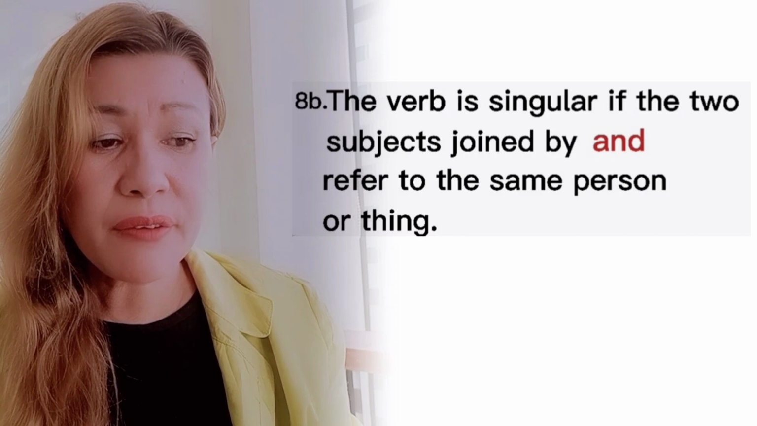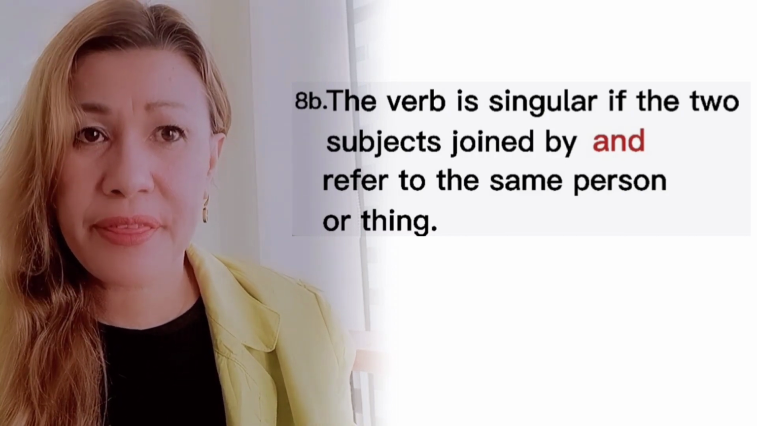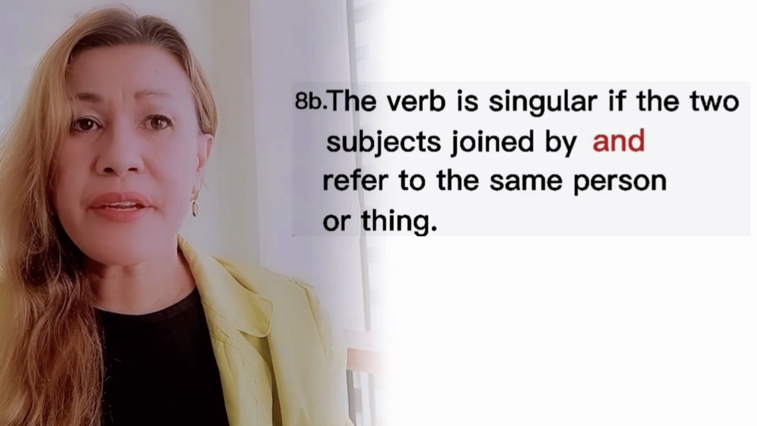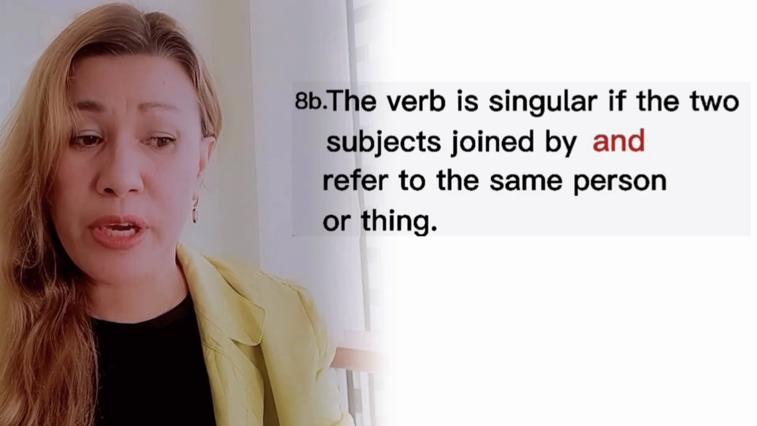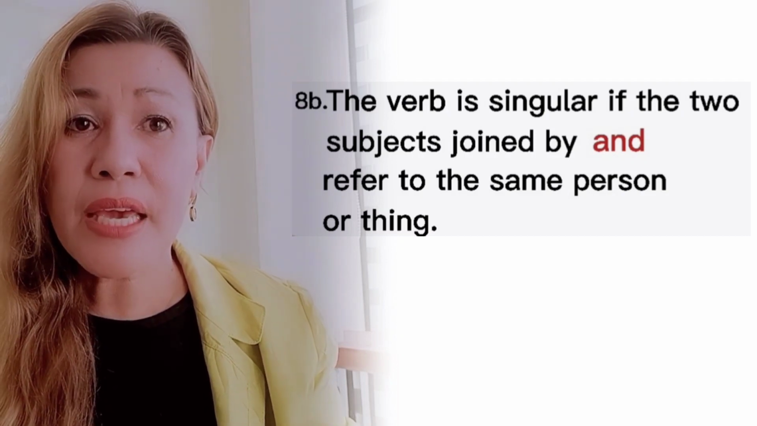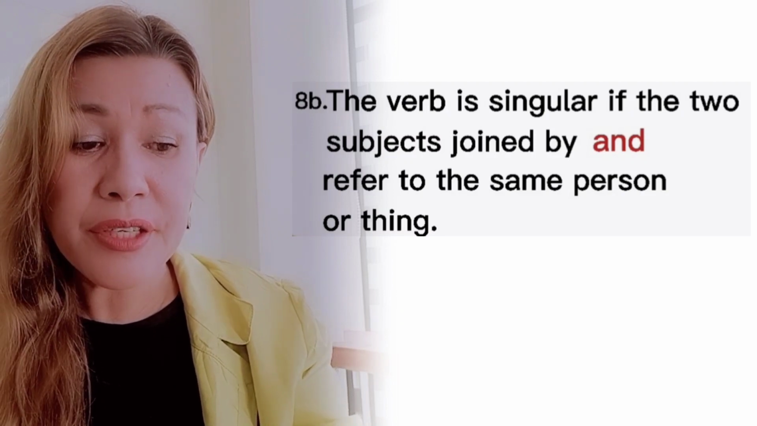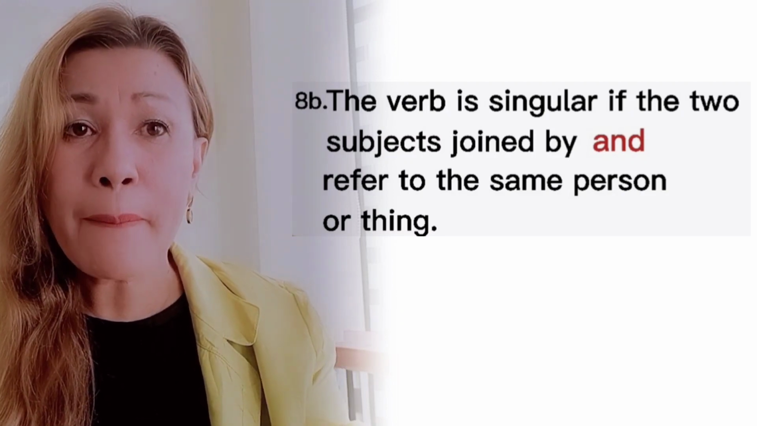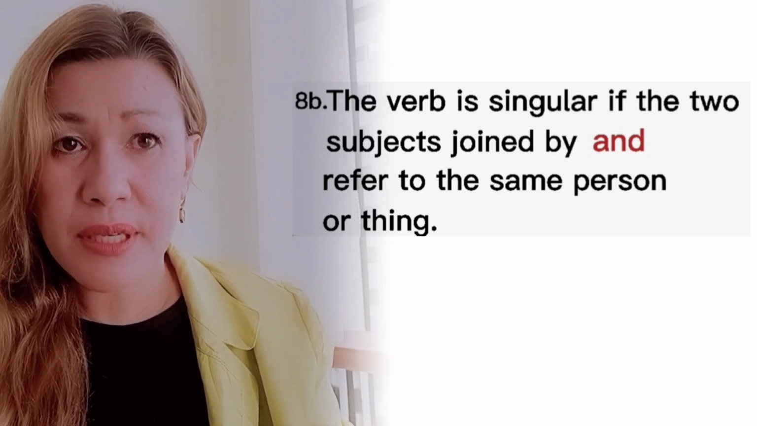Okay? We're now on 8b. Rule 8b says the verb is singular if the two subjects joined by and refer to the same person or thing. So our understanding here is, in your sentence, you have a compound subject because you have two subjects joined by and. But these compound subjects are not taken plurally because these two subjects joined by and are referring to one person or thing, and therefore they become singular.